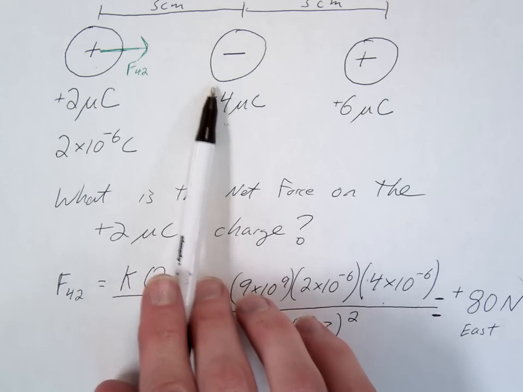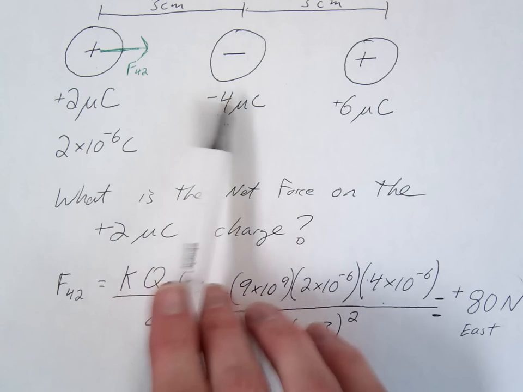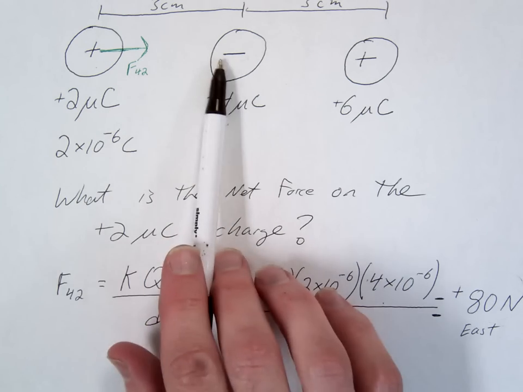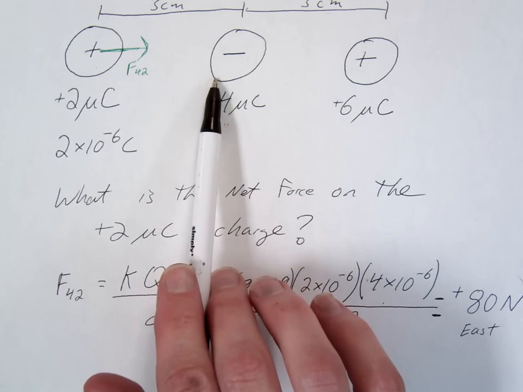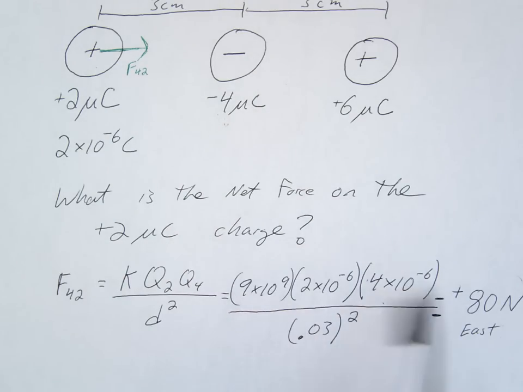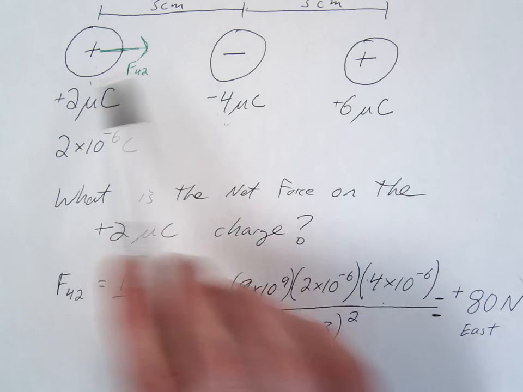Okay, remember Newton's third law? Forces are always equal and opposite. So this is attracting the 4 with an equal force that the 4 is attracting the 2. They're equal and opposite to each other. And you can also look at the math. Does it matter if I flip Q2 and Q4? The number is going to be the same, right? So it doesn't matter. So yeah, the forces would be equal.